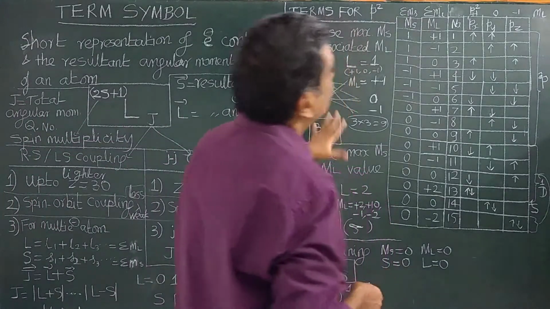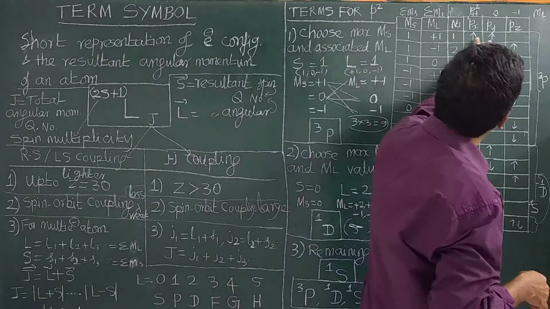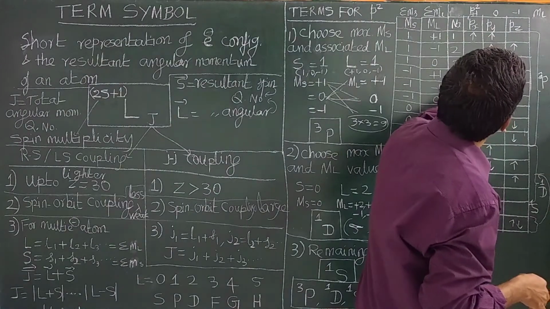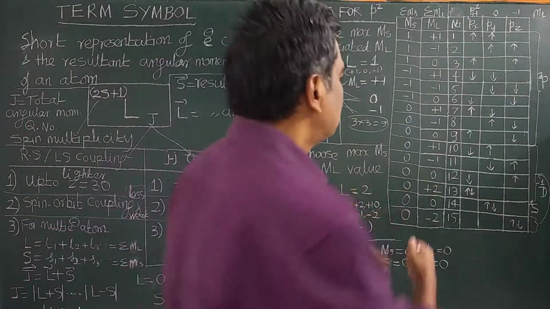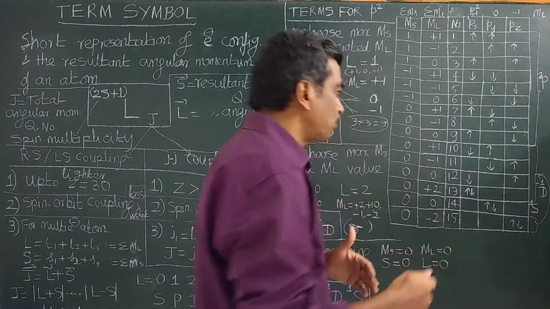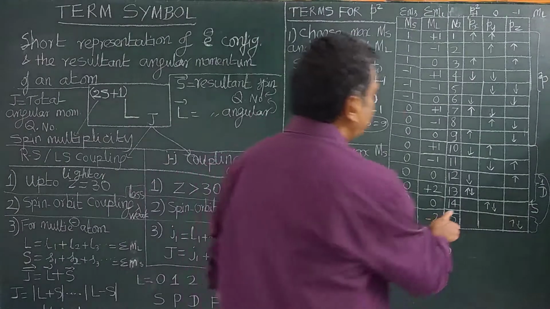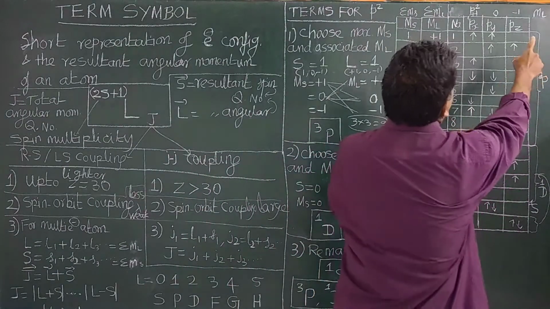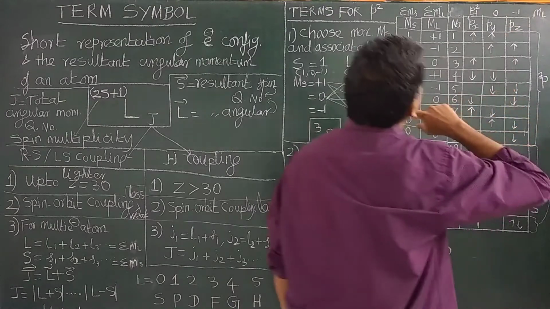Okay. First, as I said earlier, there are 15 possible ways to arrange the electrons. By obeying the Pauli exclusion principle, there are 15 possible arrangements. Now, this is Ml. Ml equal to plus 1, 0, minus 1. You have studied this earlier.